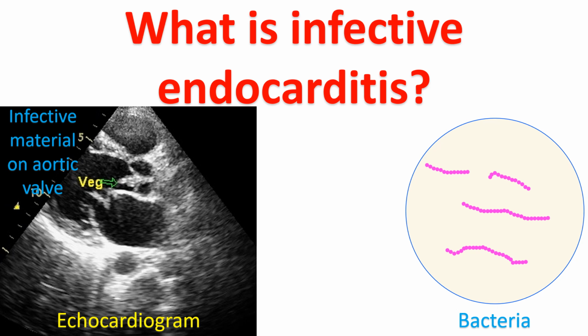Endocardium is the inner lining of the heart, including heart walls. Infective endocarditis means infection of the endocardium, mainly the heart walls, though it can occur at places where there is an abnormal communication between the heart chambers. Example is a ventricular septal defect between the two lower chambers of the heart.